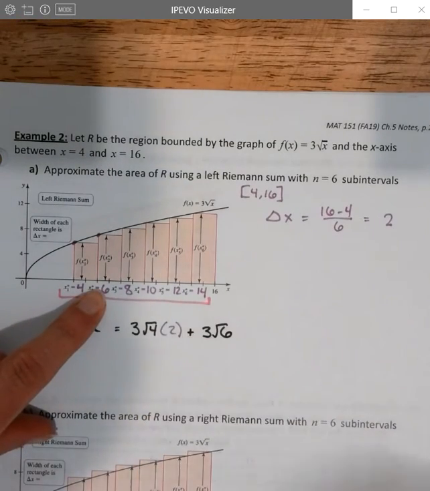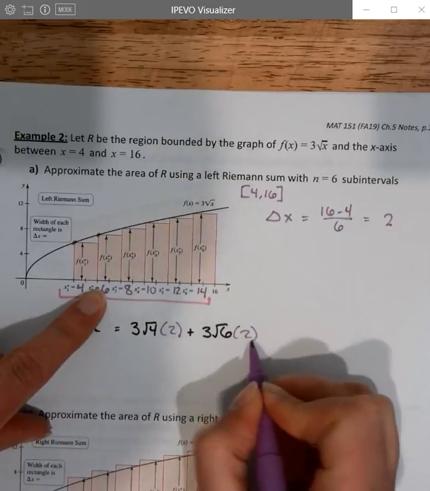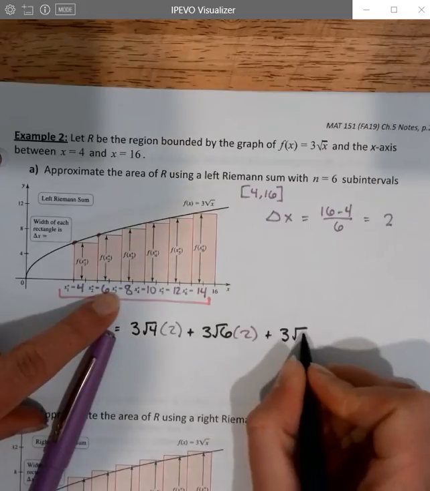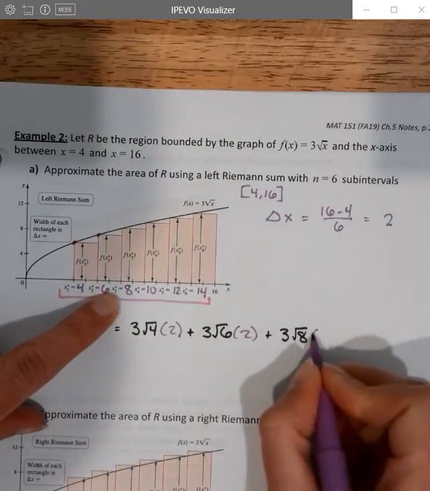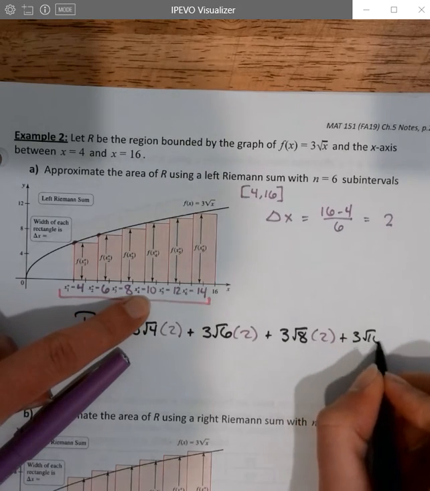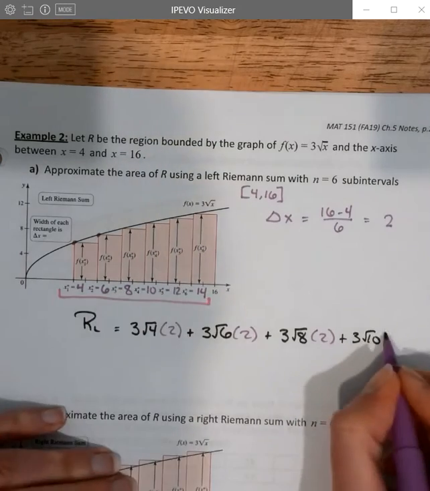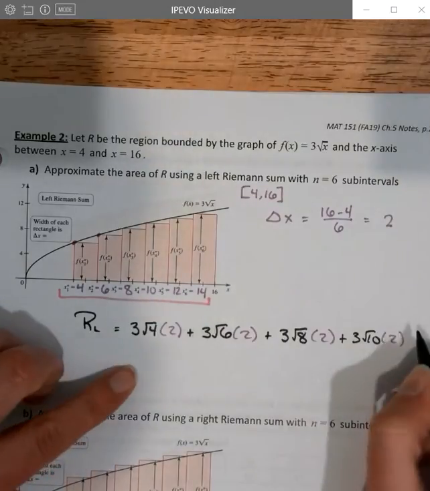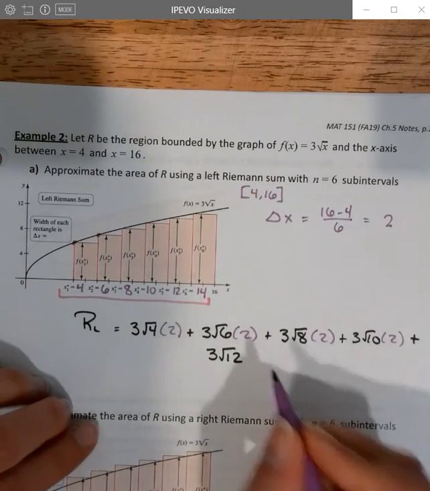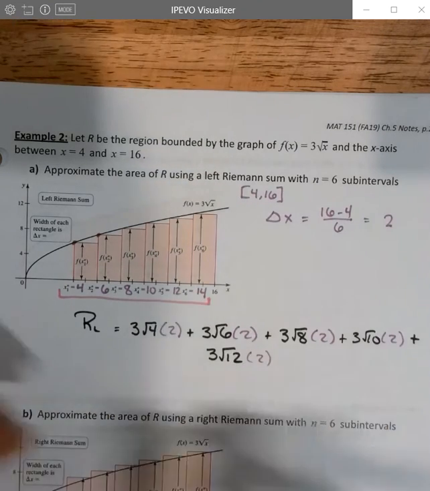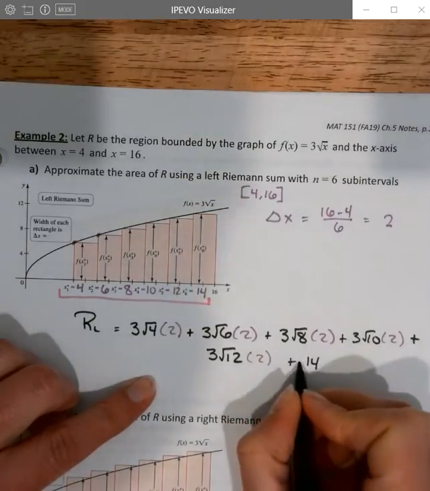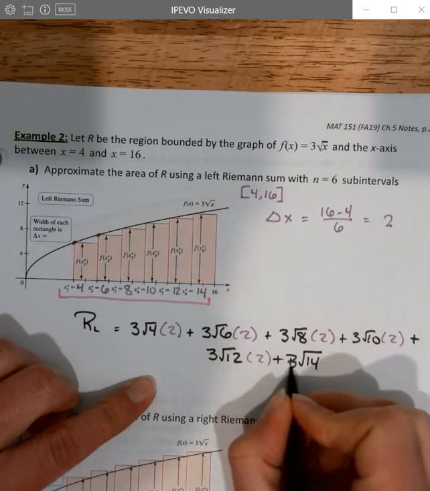3 square root of 6 times delta x, which is still 2, plus the function is 3 square root of x, so 3 square root of 8 times 2, plus 3 square root of 10 times 2, plus 3 square root of 12 times 2, and plus 3 square root of 14 times 2.